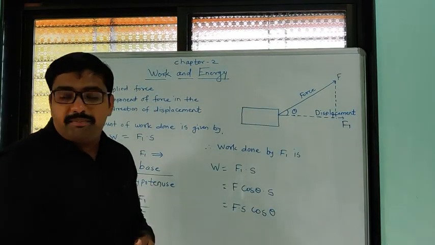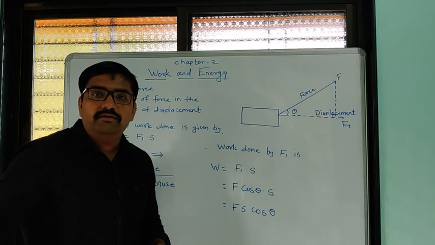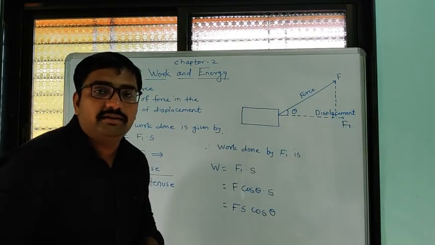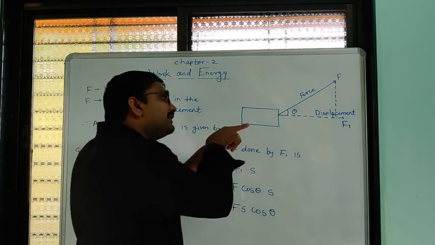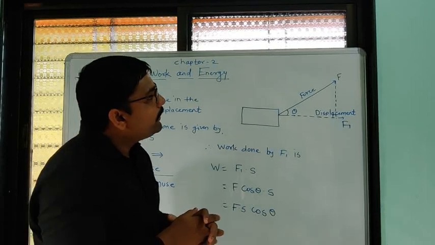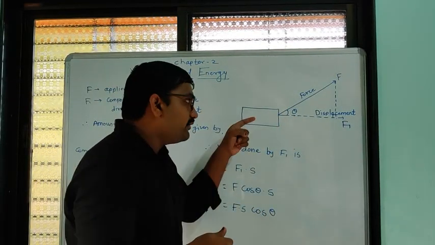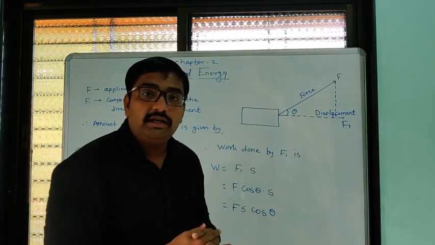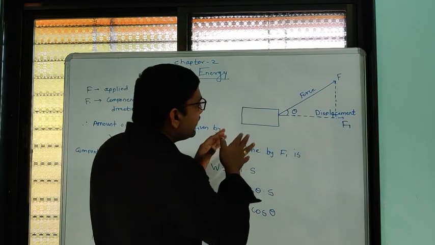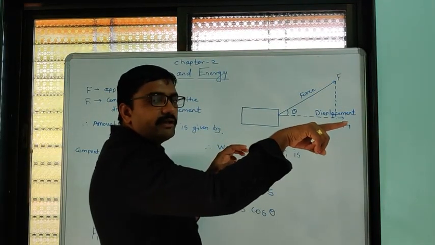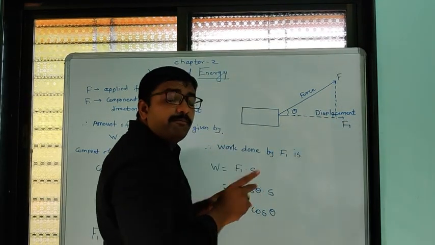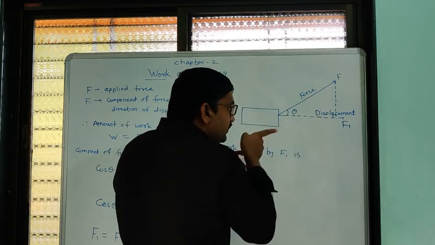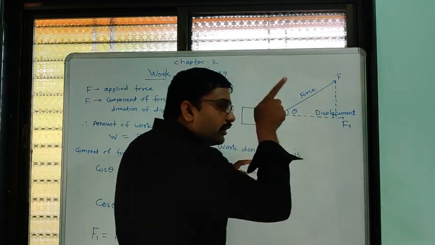That picture is given in our book, where a small girl is pulling her cart. Suppose this is the cart and this is the direction of force that the girl applies on it. This is the direction of displacement. But the direction of force is not horizontal; it is inclined at an angle theta to the horizontal direction. The displacement of the cart occurs in the horizontal direction, but the force is not exactly horizontal.